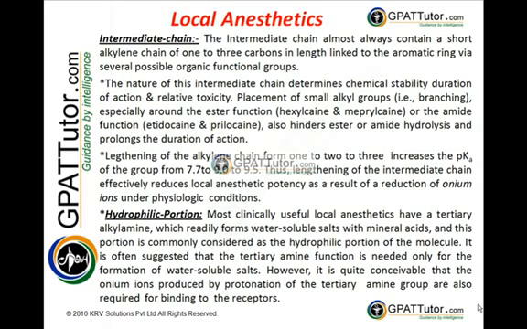The hydrophilic portion always makes the compounds more water-soluble salts with mineral acids, and this portion is commonly considered the hydrophilic moiety in the molecule. It is often suggested that the tertiary amine function is needed only for the formation of a water-soluble salt. However, it is quite conceivable that onium ions are produced by protonation exclusively on the tertiary amino group, and hence the rate limiting step in the pharmacological influence of local anesthetics is onium ion formation.